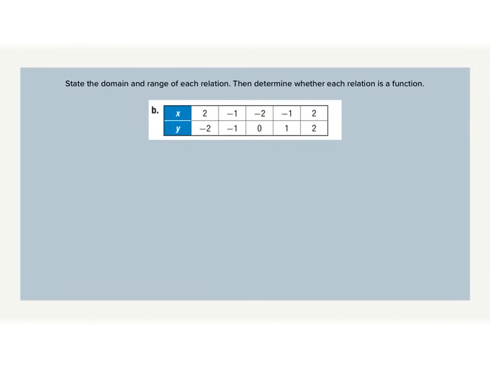All right, let's look at our next example. So here we're doing the same thing, but the information's given to us a little bit differently. We need to find our domain and range and then state if our relation is a function. So first thing we're gonna do is write our domain. So this is all of our x values. So what are our x values here?